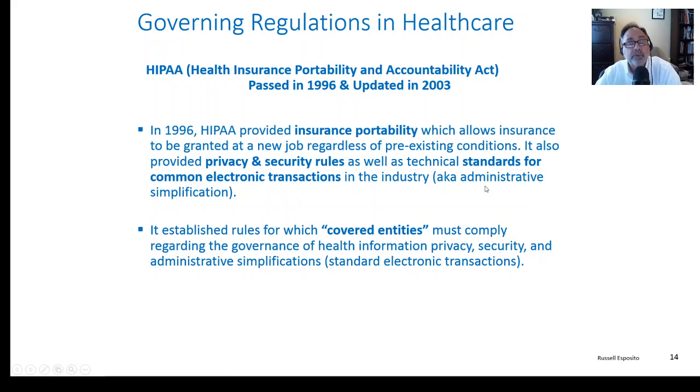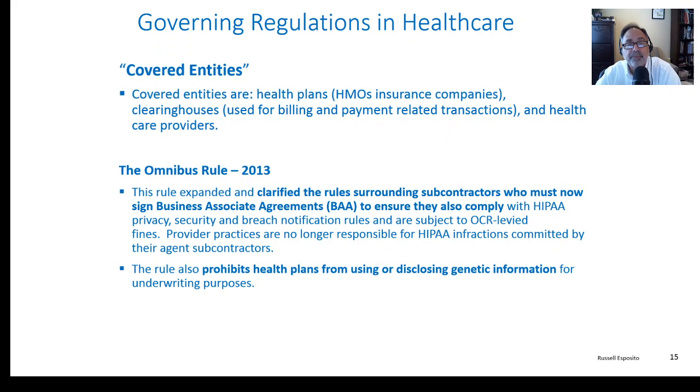In legal terms, it's called administrative simplification. That's how HIPAA refers to these standard transactions. And then who's covered under HIPAA? Covered entities. Covered entities are providers. We'll go to the next slide, which gives you a little bit more information, but they have to comply with all of these regulations: the privacy, security, and the electronic transactions. But now, who are the covered entities? So they're health plans, HMOs, insurance companies, clearinghouses, and providers.